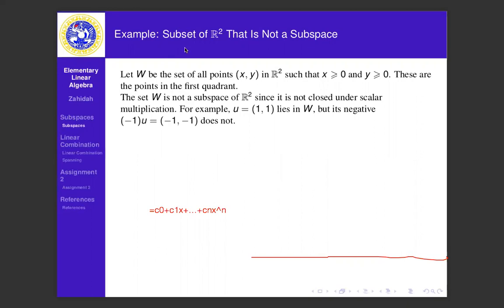Okay, this one, the example of a set that is not a subspace. We have W, the set of all points xy in R2. You can imagine the Cartesian coordinates. But we have a property here: X, Y here are non-negative real numbers. It means these points are in the first quadrant.